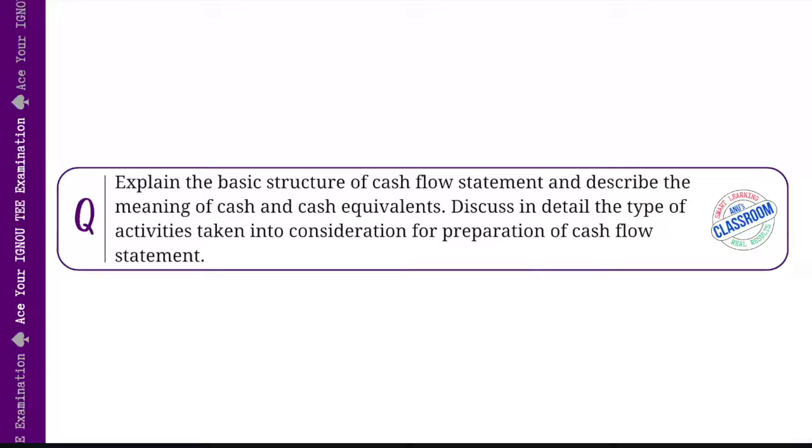To summarize, while we are preparing a cash flow statement, we have to focus on 3 types of activities: operating, investing, and financing. Each of these activities will tell a different story. Operating activities show the cash from daily business. Investing activities show cash from asset transactions, and financing shows cash movements with owners or lenders.